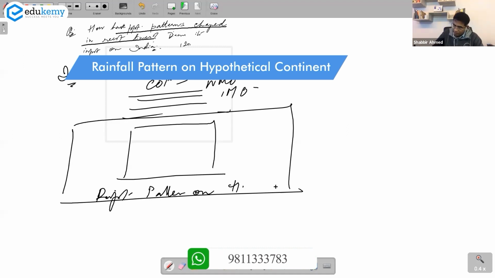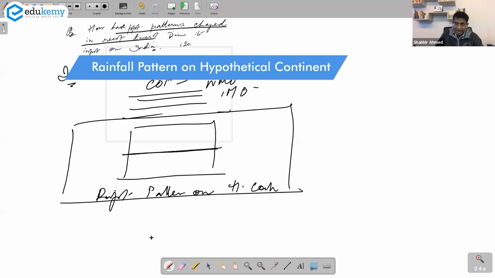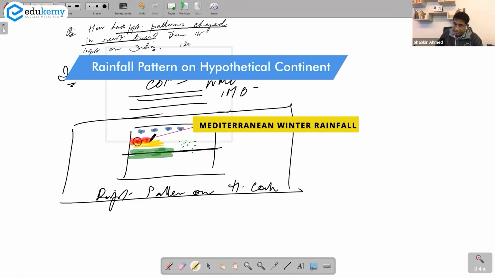on a hypothetical continent, I can use different colors if I want to use. So maybe this area is deserts. This area is areas of heavy rainfall. Okay, these areas are areas of moderate rainfall. Okay, then we have this areas of rainfall throughout the year, taiga region hai. I can have this as Mediterranean winter rainfall.